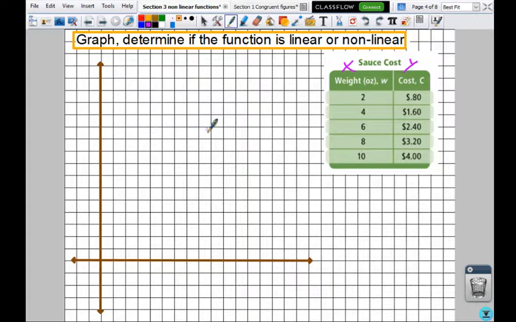So graph it on your own. I'm going to have somebody graph it on the board for us here in a little bit. Maybe a couple of people.